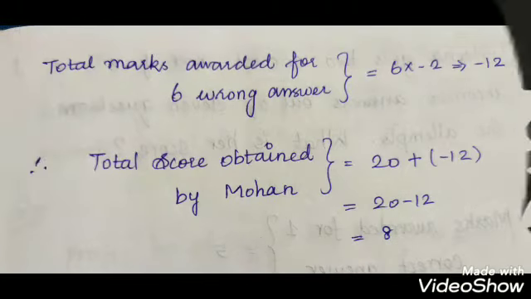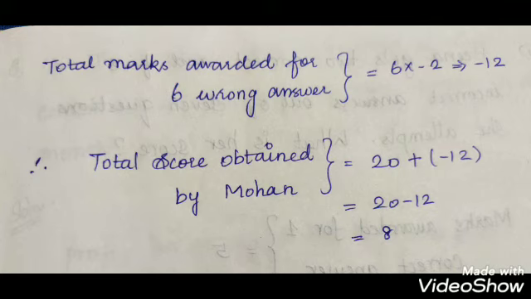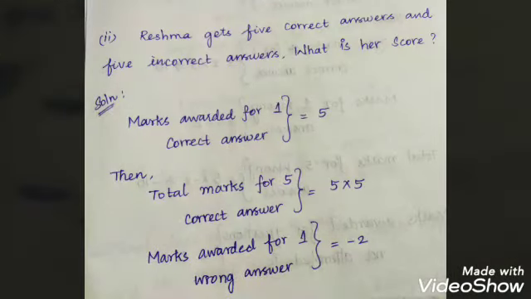Next, the total marks awarded for 6 wrong answers. For 1 wrong answer they are giving minus 2. So for 6 wrong answers, 6 into minus 2 gives you minus 12. The total score means we have to add. So 20 for the correct answers plus minus 12 for the wrong answers. If we add these two, what do we get? 8. 8 is the total score.